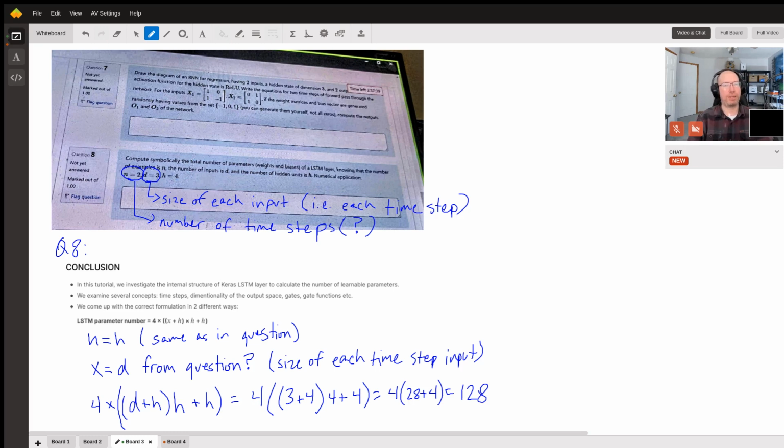Do you know, have they shown you any diagrams for these recurrent neural networks? Let me just check. Yeah, I'll see if I can find a good diagram to crib from in the meantime.